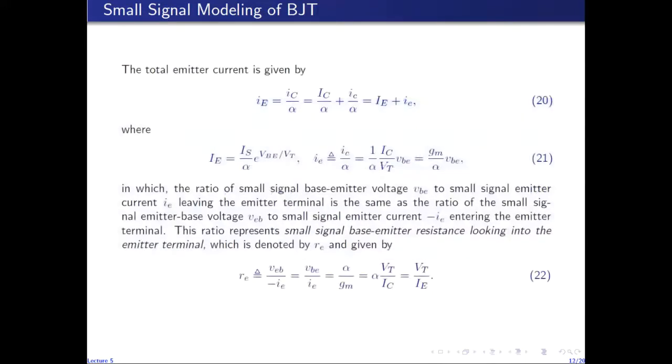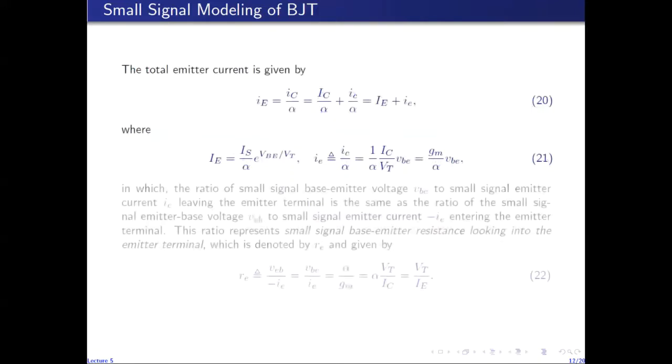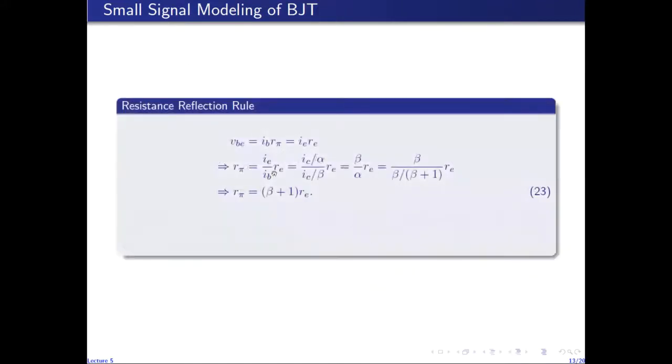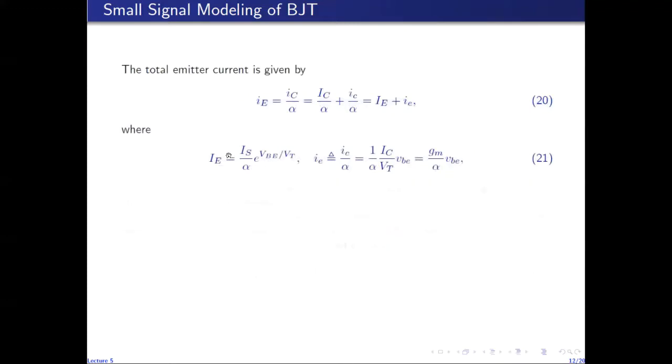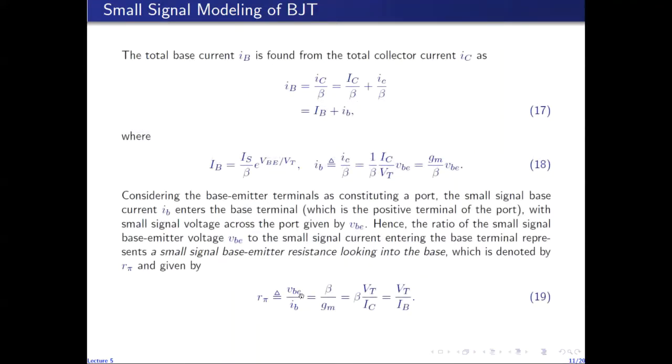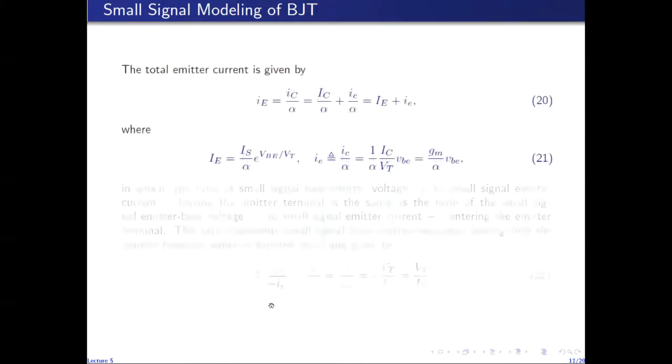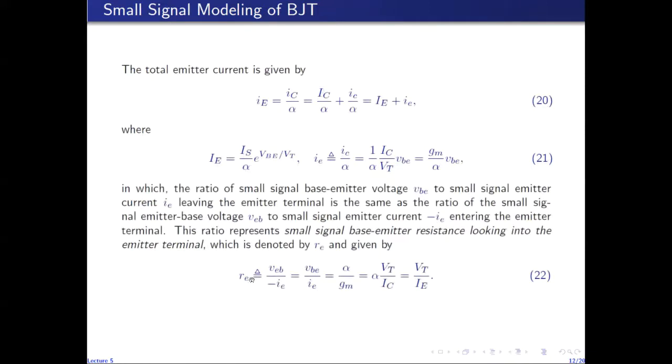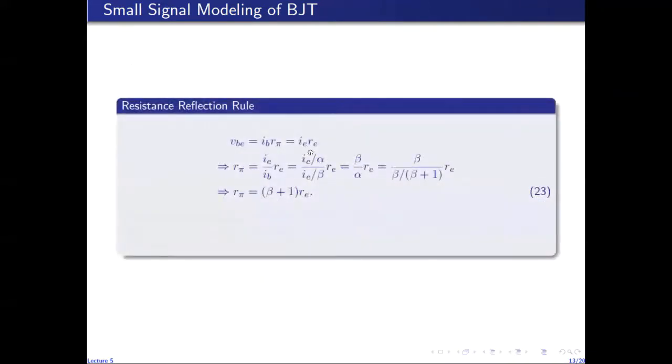So comparing R pi with RE, from this relation we can write VBE as IB R pi, and from this relation we can write VBE as IE RE. Equating these two expressions, we can write R pi as the ratio of IE to IB times RE. IE is IC over alpha, IB is IC over beta, so we get beta over alpha RE. And writing alpha in terms of beta, we get R pi as (beta plus 1) RE.